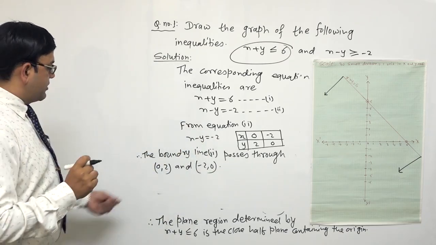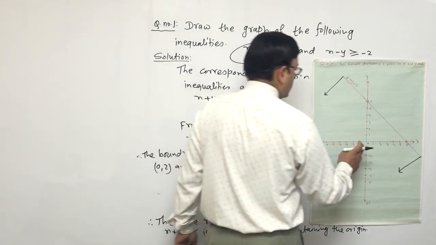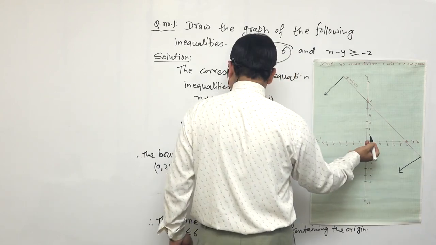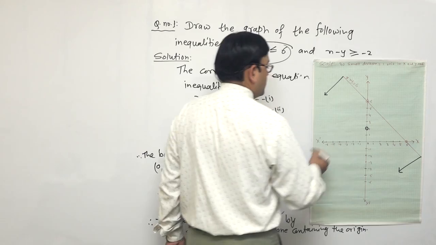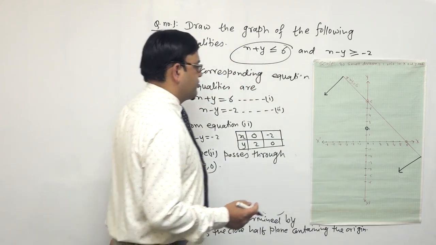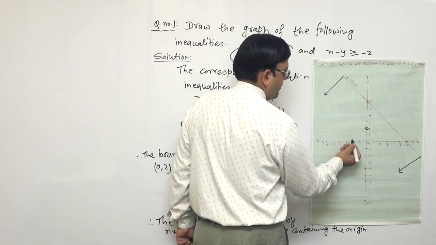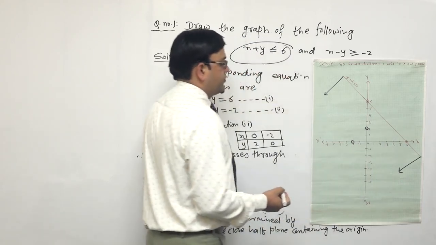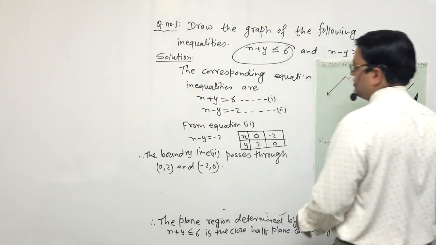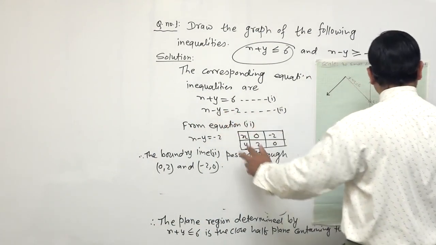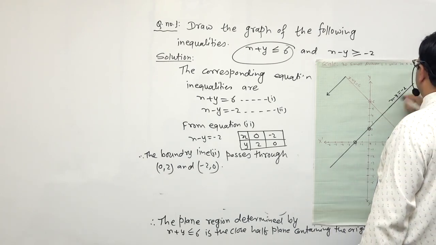So let us plot this 0, 2 and minus 2, 0 on the same graph paper. 0, 2, we have here 0 and then 2. 0, 2 is this point, and then again minus 2, 0 is this point. So let us join these 2 points. This is the line, and the name of this line is x minus y is equal to minus 2.